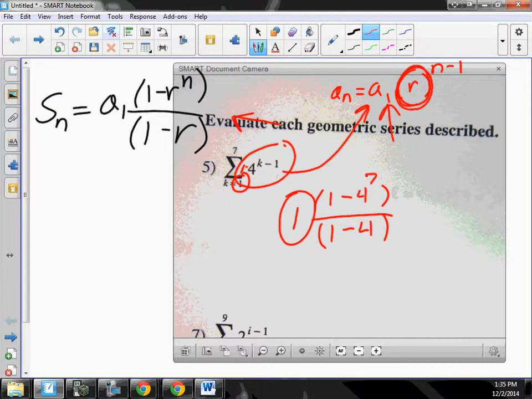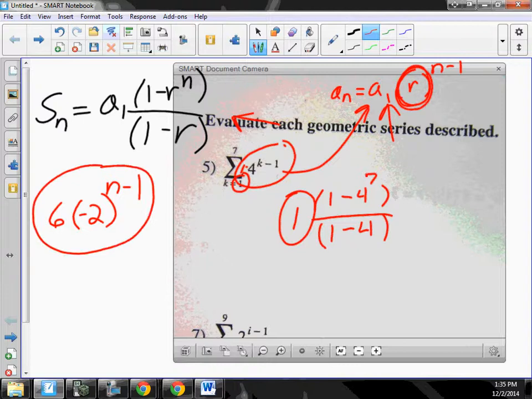So if I had 6 times negative 2 to the n minus 1, everything I need for the formula is, well, and then I had summation from k equals 1 to 8. Everything I need is given right there. I don't need to calculate anything to create the equation. This is my first term. This is my common ratio. And this is my n value.